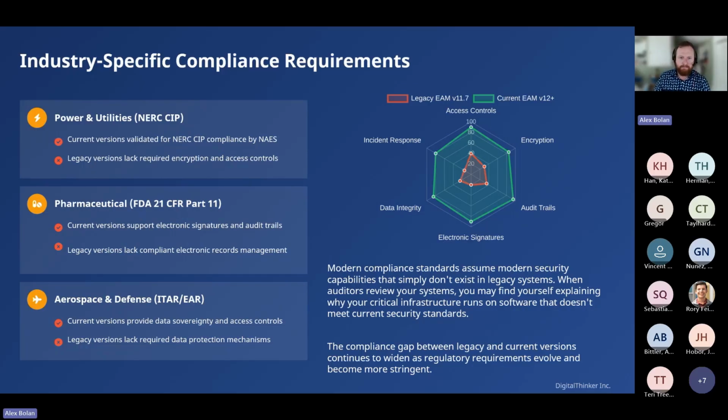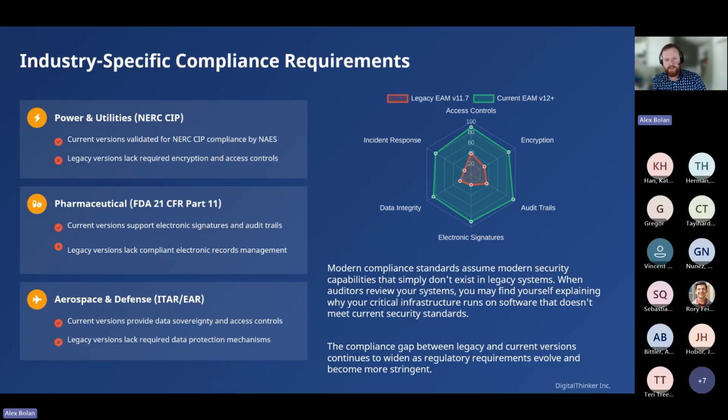The next component, right? Let's talk about food and bev, pharma, med device manufacturing, right? You're held to the same standard of FDA 21 CFR Part 11 compliance for companies in food and bev and pharmaceutical, like I mentioned, and it is now required to have electronic signature support, audit trail requirements, and data integrity controls that are built into current versions but missing from some of these legacy systems. SOC 2 and ISO 27001 requirements for enterprise systems security frameworks assume modern security capabilities that simply don't exist in these legacy systems.